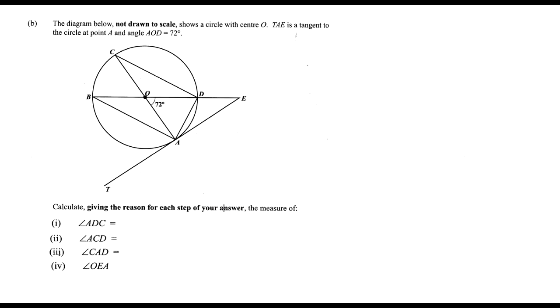Now in part B we have a circle geometry question. In the first part, we want to find angle ADC. Now AC is the diameter of the circle, because AC passes through the center of the circle. So therefore angle CDA is 90 degrees.